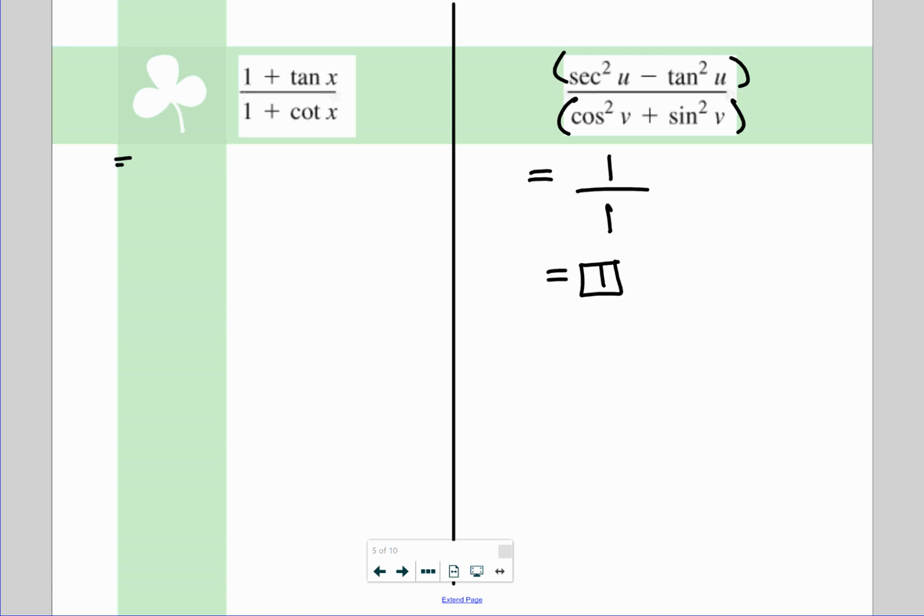All right, let's try the next one. 1 plus tangent over 1 plus cotangent. If it was 1 plus tangent squared, we'd have an identity. It is not squared.